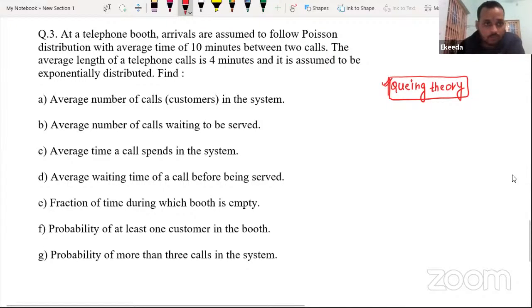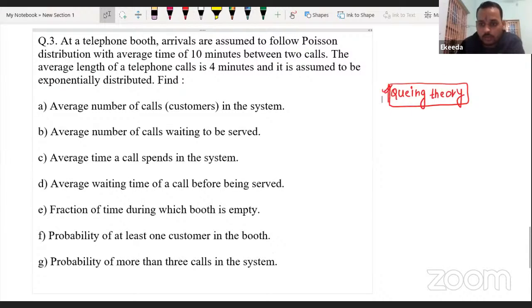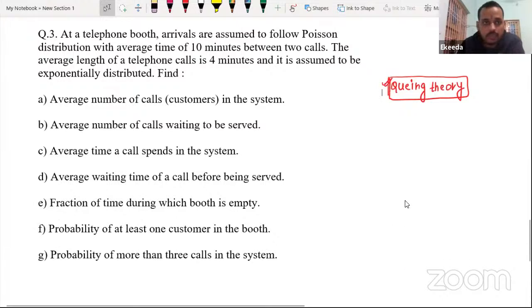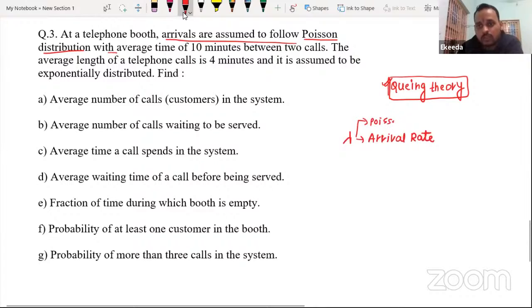It says that at a telephone booth, arrivals are assumed to follow Poisson's distribution. We know that arrival is represented with lambda. In this theory, the arrival is lambda, that is the arrival rate. Since arrival is random, it will follow the Poisson distribution, because random things follow Poisson's distributions. Everything has been written in the question.